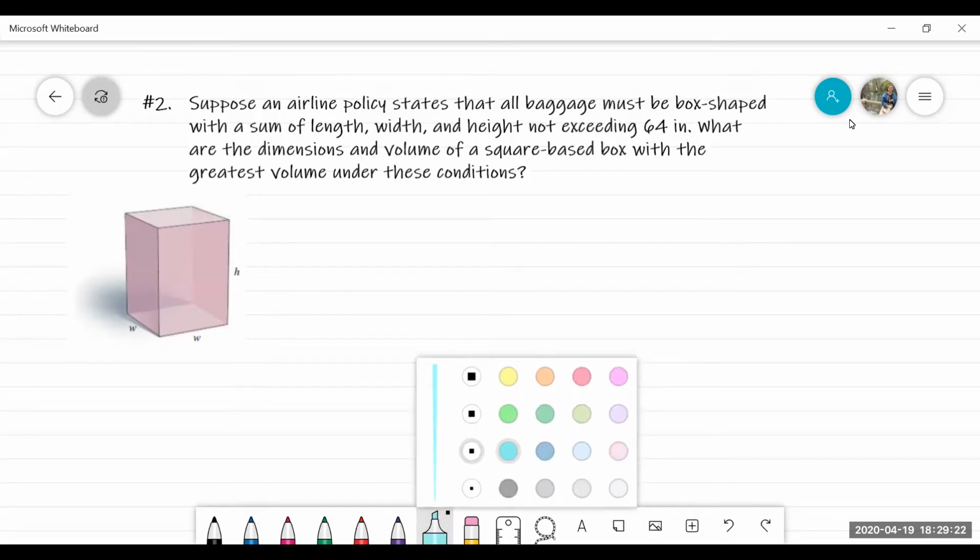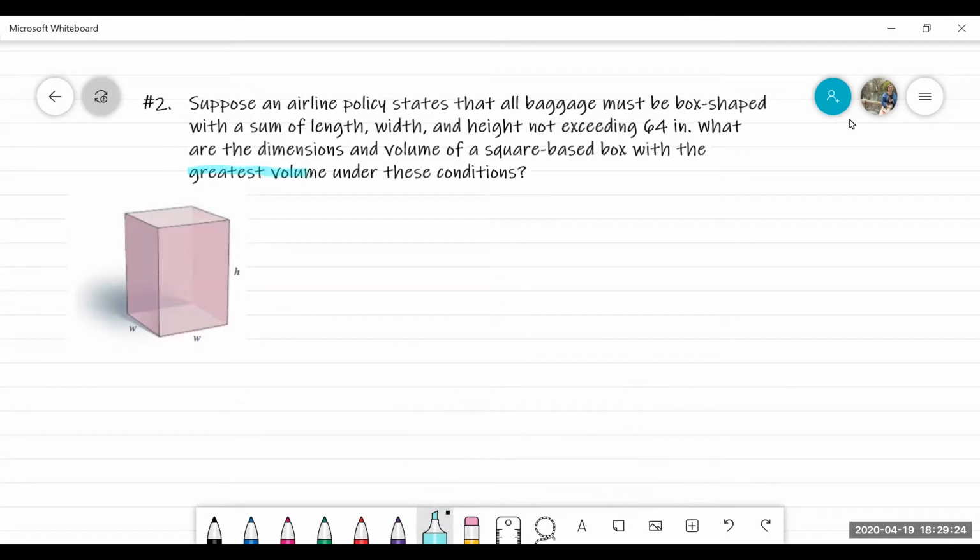And in this case, do you see greatest volume sitting in here, right? We do want to find the dimensions, we do want to find the volume, but that greatest volume, that's the thing that we're trying to maximize. So let's write that. Maximize volume.